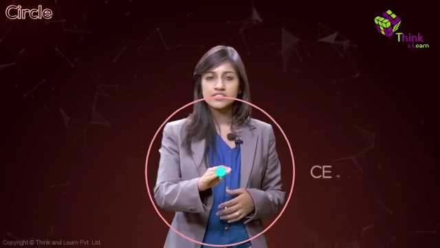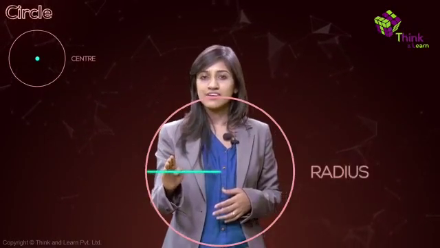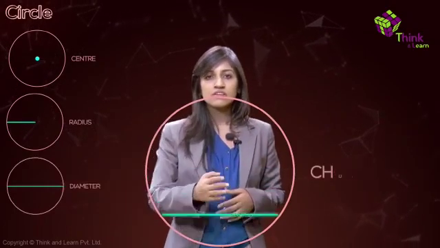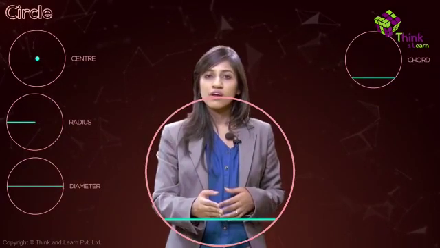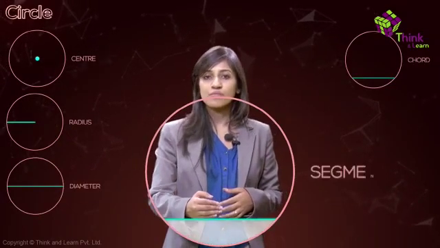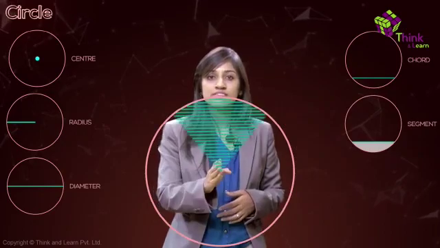A lot of words, right? But it's pretty simple. Let's revise it once. So let's summarize everything so it becomes really, really simple for you. So I have a circle over here. Okay. Now, let's look at the first part. This is the center. Okay. This is the radius. This length is the diameter. This is a chord. This region is a segment, right? This is a sector.